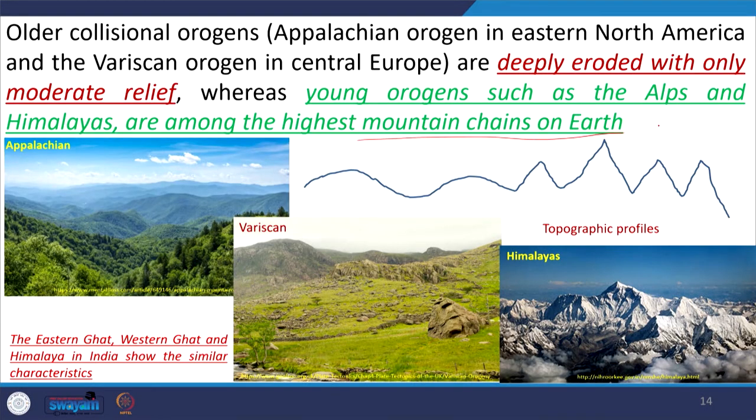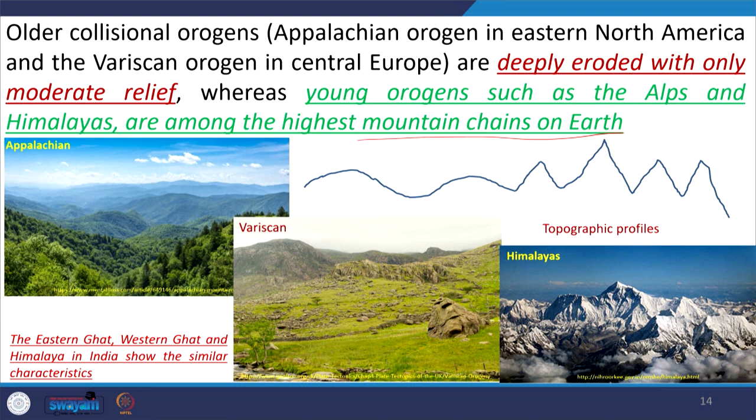So, if you see here, the older collisional orogens, that is the Appalachian orogen in eastern North America and the Variscan orogen in central Europe, are deeply eroded with only moderate relief, whereas the younger mountains like the Alpine-Himalayan system, you can say, represent the highest mountain chains on the earth. A similar thing happens in the different mountains in the Indian context.